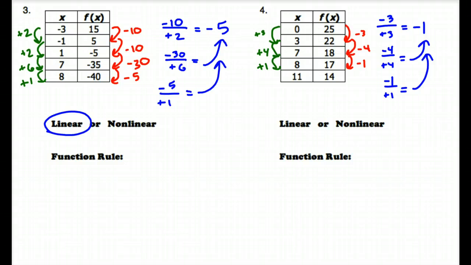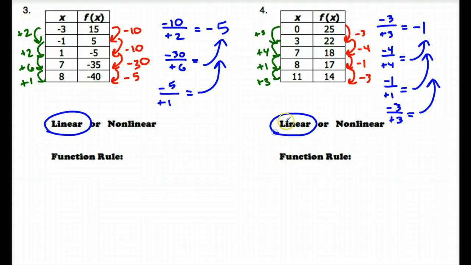And then finally from 17 to 14, I'm going down 3. From 8 to 11, I'm going up 3. -3 divided by +3 again gives us a rate of change of -1. So that means that my rate of change here is constant. It's -1, and so again I have a linear function on my hands.